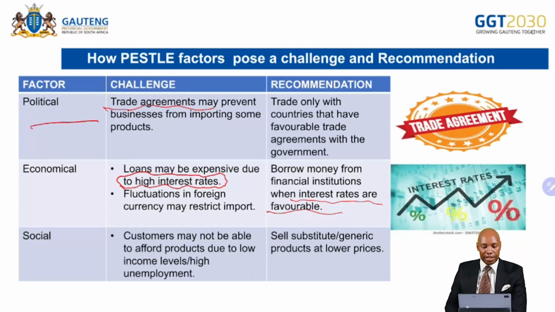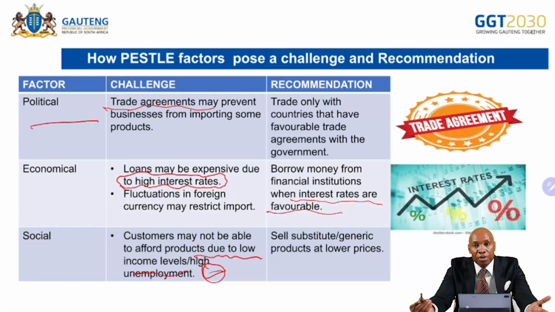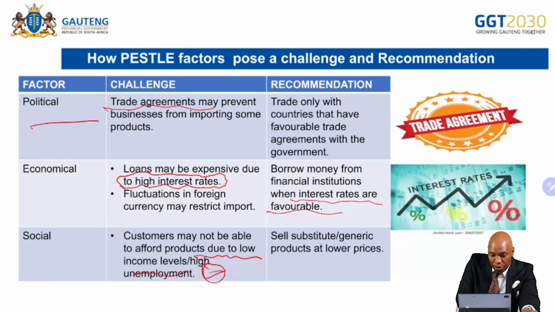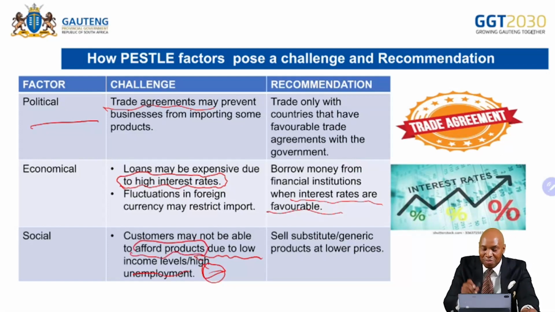Right, now let's look at the social factor. What is it saying? Customers may not be able to afford products. What makes them not to afford the product is lower income or high unemployment. Then it's a problem to the business because you want to make profit. Now, what is it that you must do? The recommendation now. Because the problem is that they may not be able to afford products, due to low income levels or high unemployment.